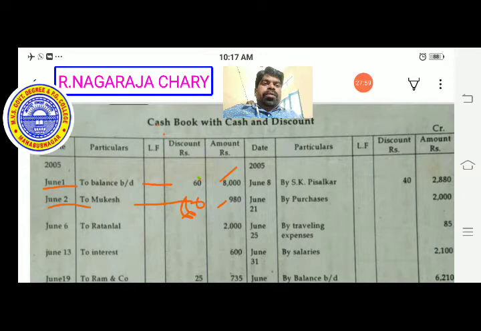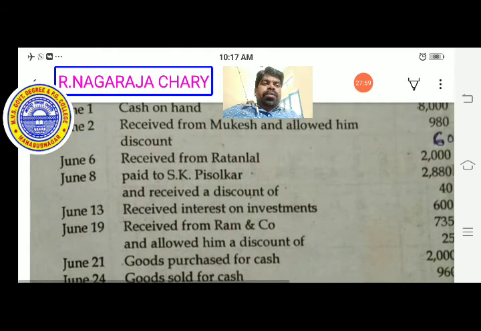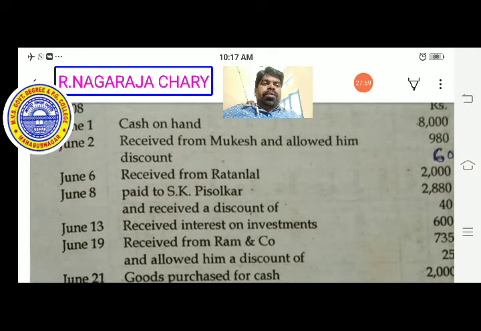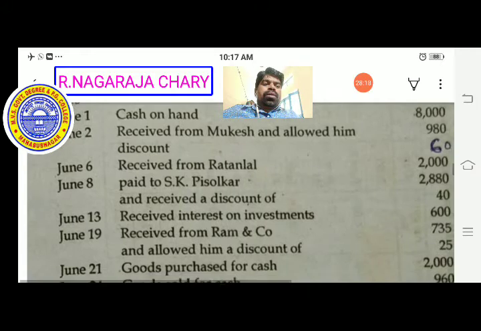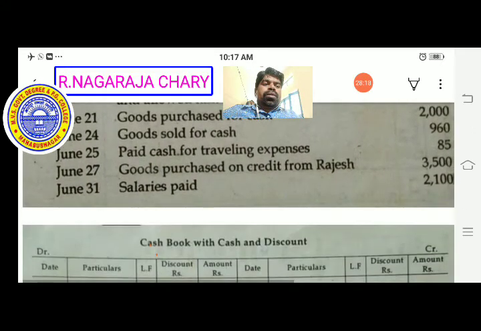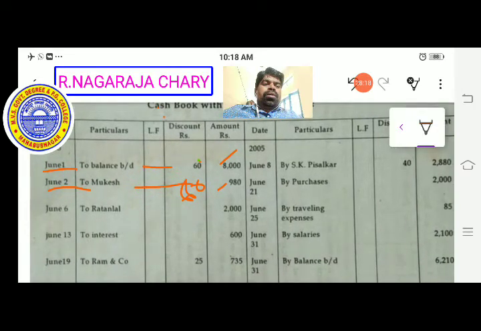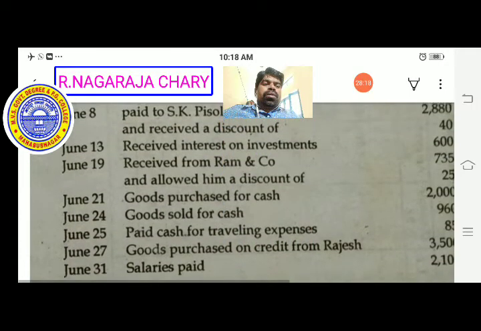Next, received from Ratan Lal 2000 rupees. Yes, we are receiving. So, when it is a receipt, you simply have to write on the debit side. So, Ratan Lal 2000 rupees is to be recorded on the debit side.